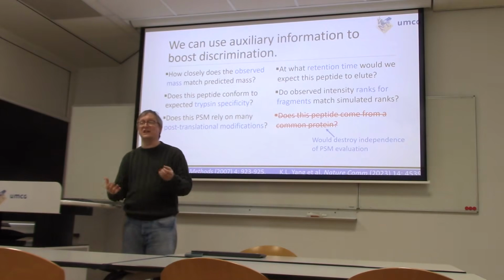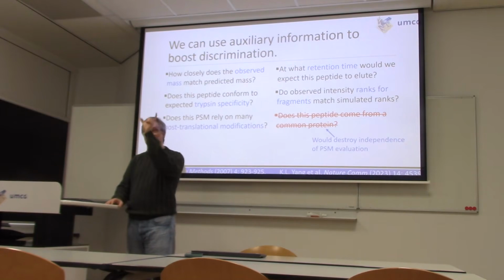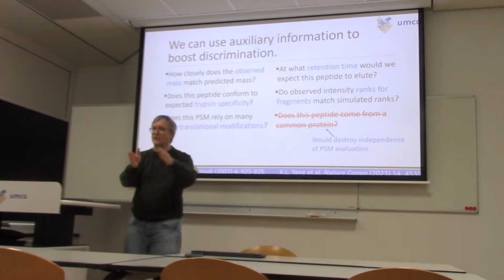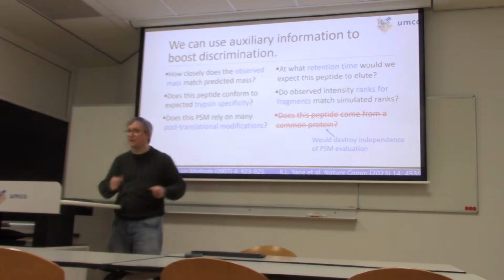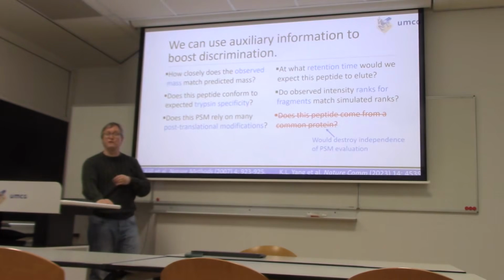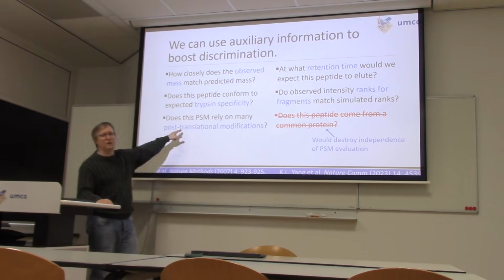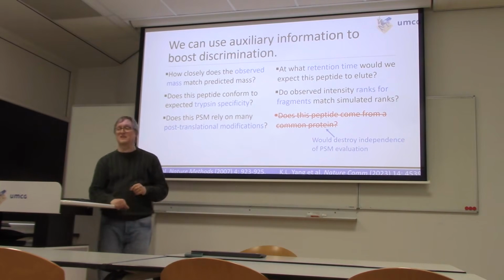When you look at a case like that, it's much more believable to accept PSMs that represent fully tryptic peptides, not those that have anything goes on one end. So trypsin specificity is the kind of thing we can use for deciding which PSMs are acceptable and which are not. If you have a PSM that has loads of post-translational modifications on board, and that's the only way you could identify it, that's not a good thing.